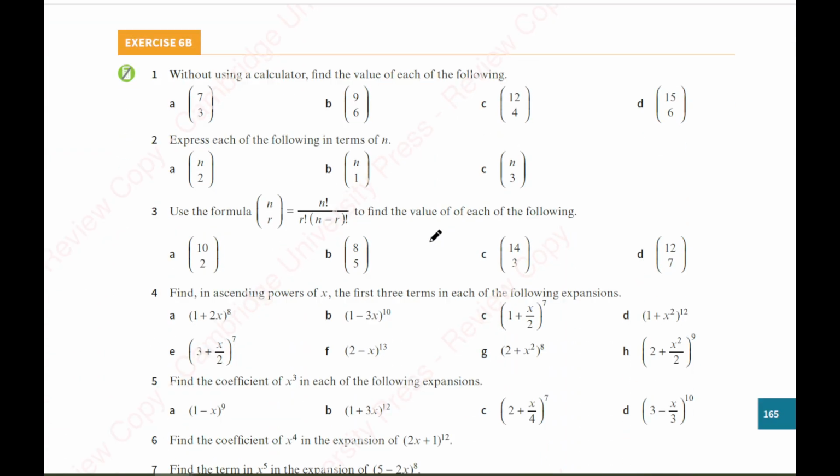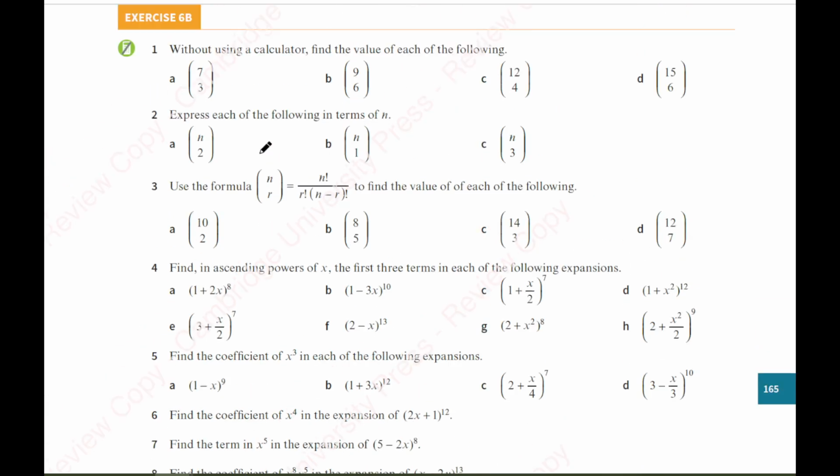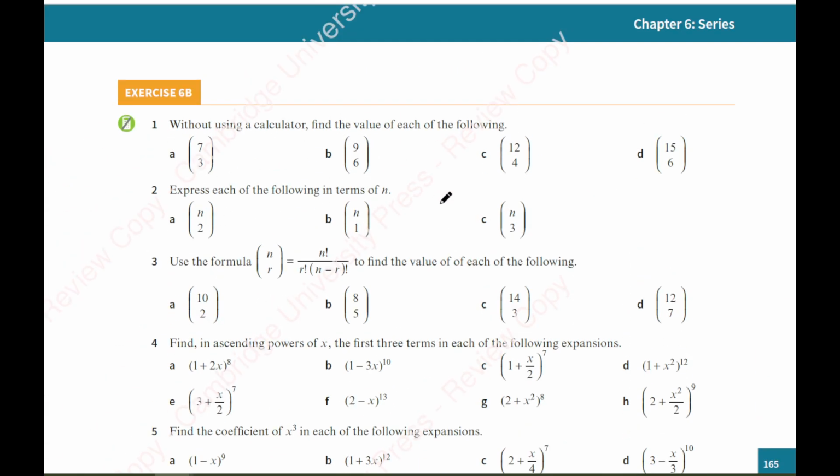And here we have the tasks, so I will solve them in separate videos. Some of them I'll solve, and you will see how to do that.